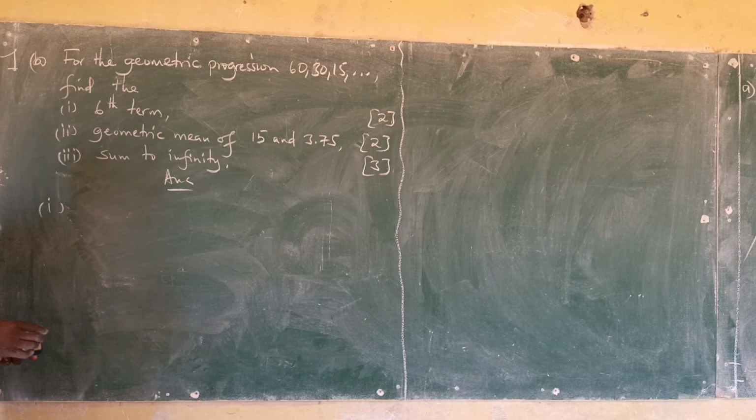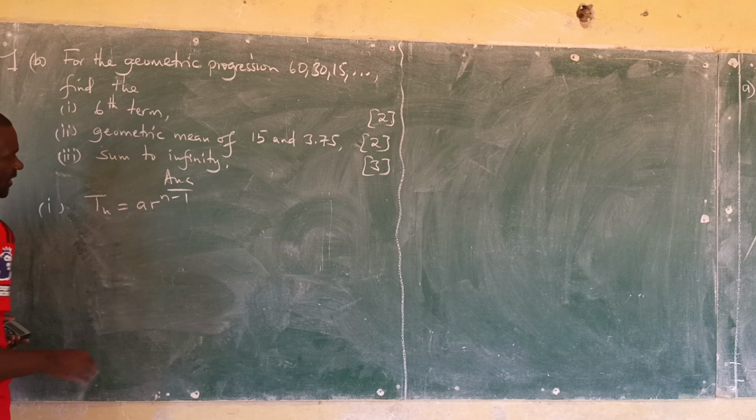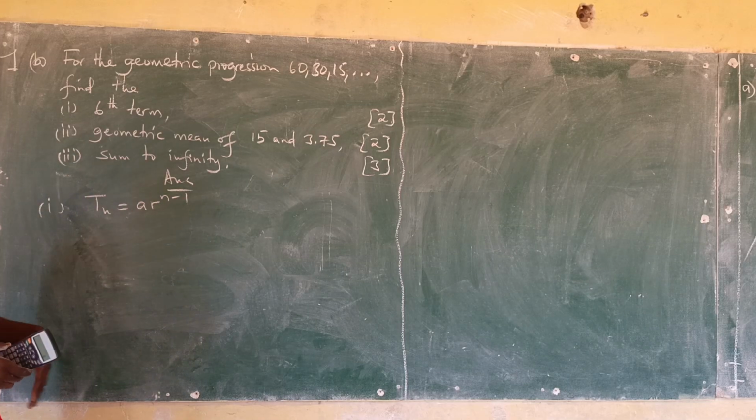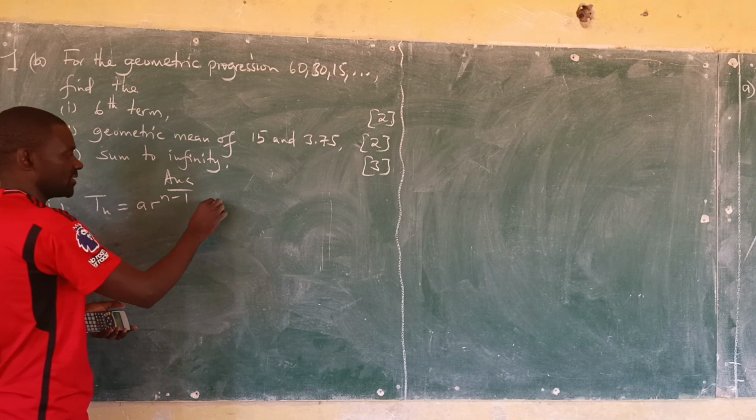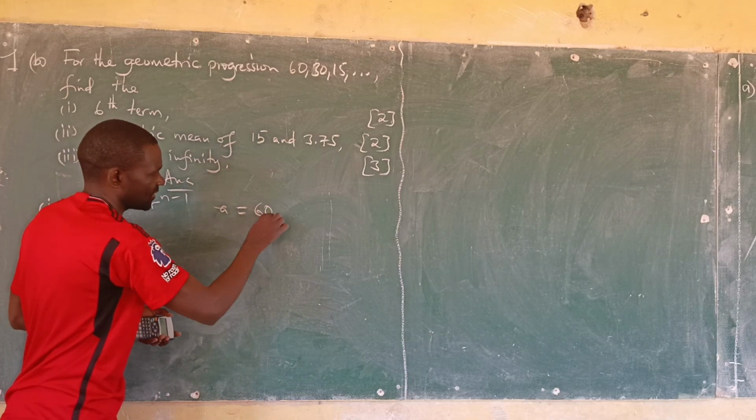We are finding the 60th term. Now looking at what we have, since it's the GP, the formula for the nth term is simply Tn equal to A R^(n-1). So we need to have these values, where A is the first term, and so the first term is 60.